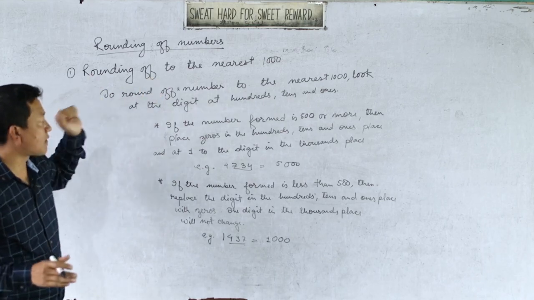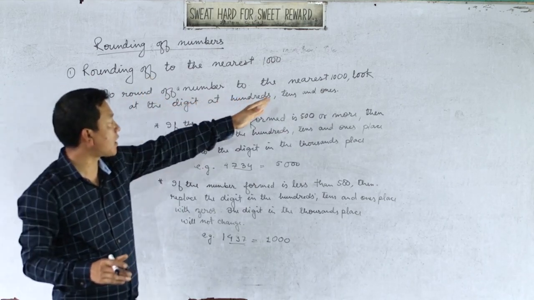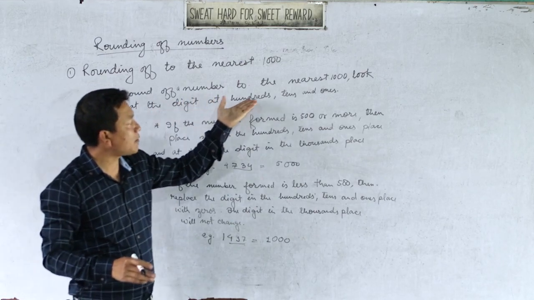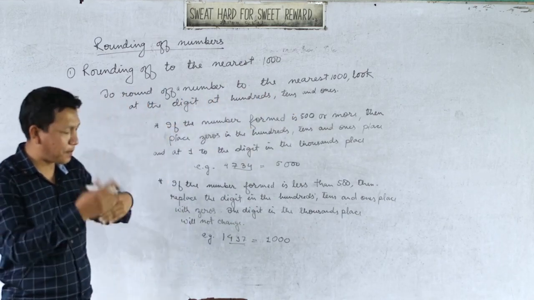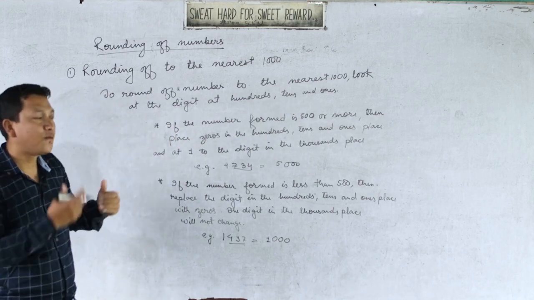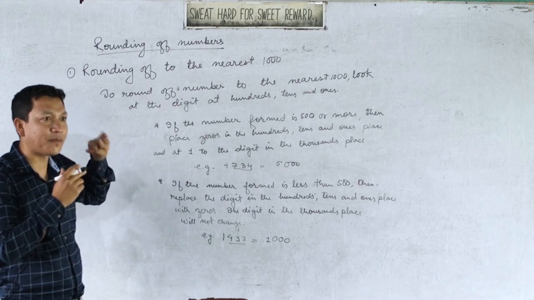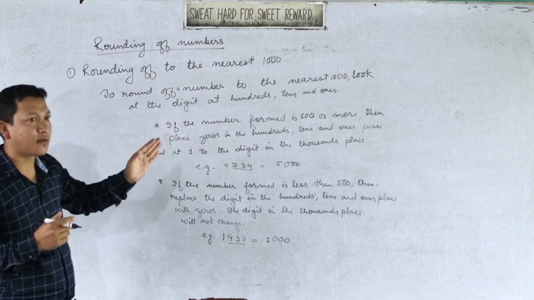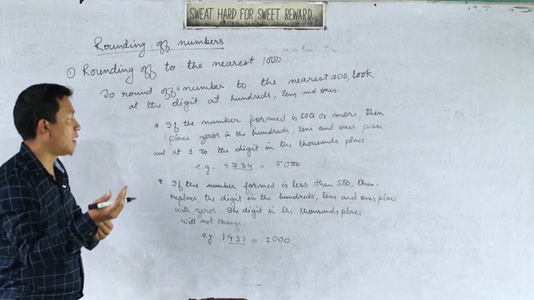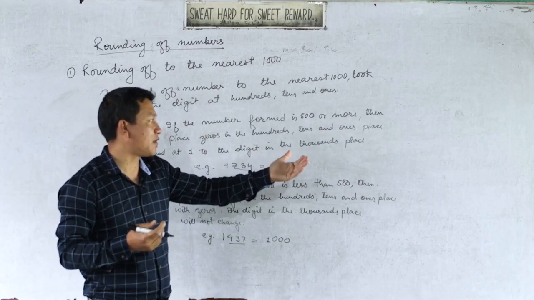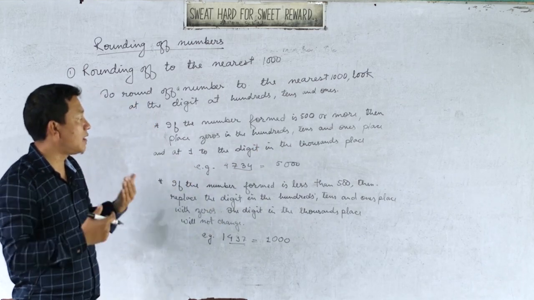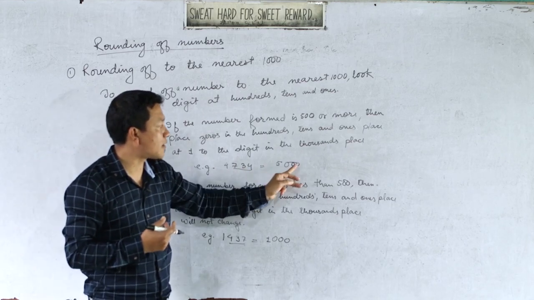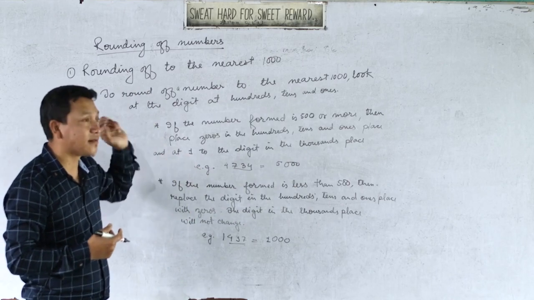Now come to the next point, rounding off to the nearest 1000. To round off a number to the nearest 1000, look at the digits at the hundreds, tens and ones places, forming a three-digit number. There are two steps. If the number formed is 500 or more, place zeros in the hundreds, tens and ones places and add one to the digit in the thousands place.